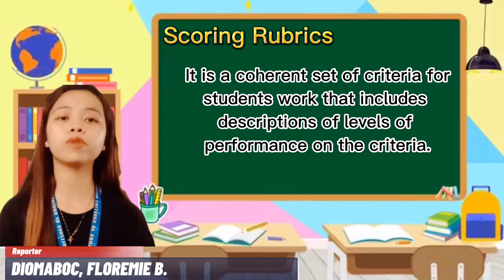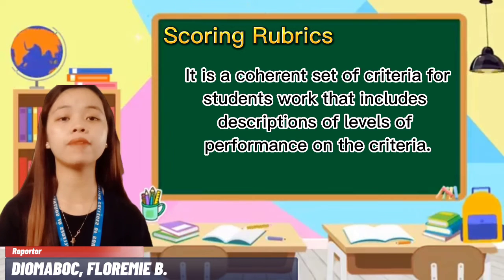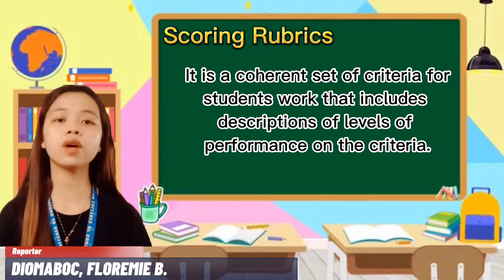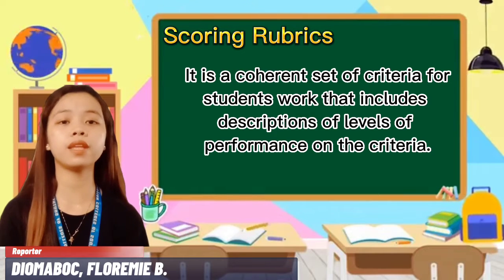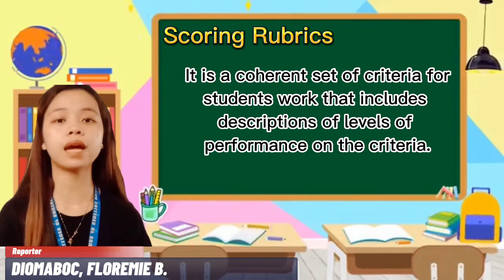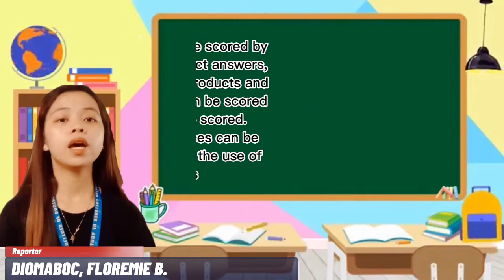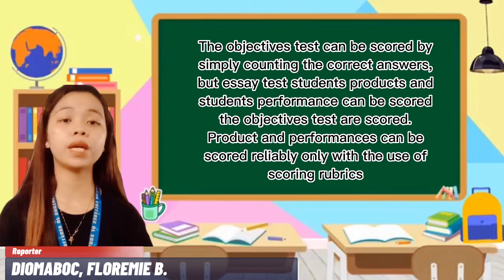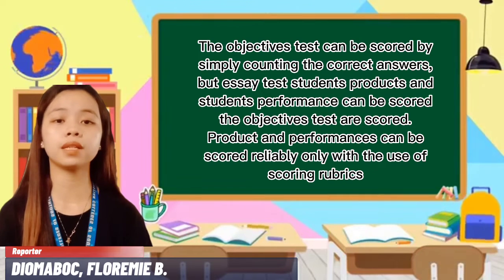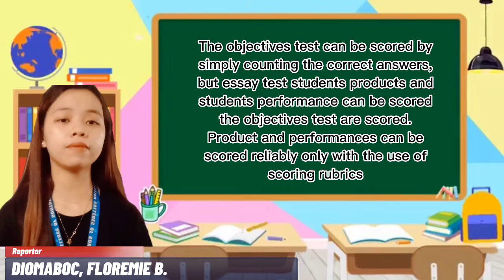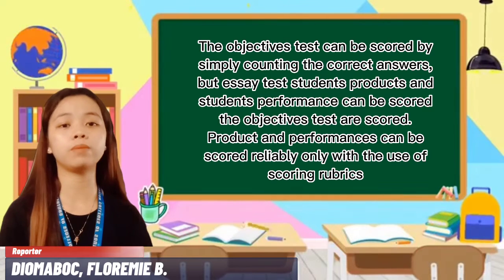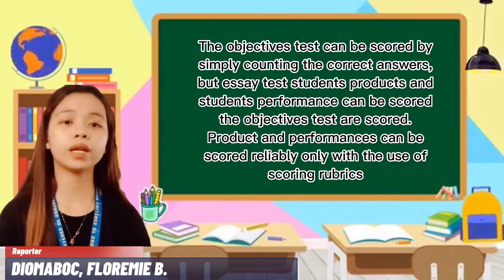So the main purpose of rubrics is to assess performance made evident in process and product. It can serve as a scoring guide that seeks to evaluate students' performance in many different tasks based on a full range of criteria rather than a single numerical score. An objective test can be scored by simply counting the correct answers, but a student's product and performance cannot be scored the way objective tests are scored. So product and performances can be scored reliably only with the use of scoring rubrics.